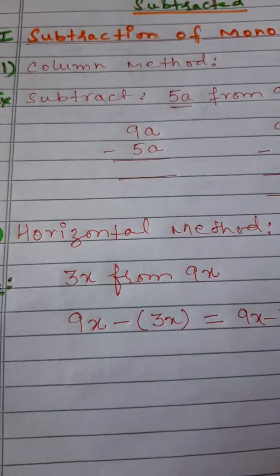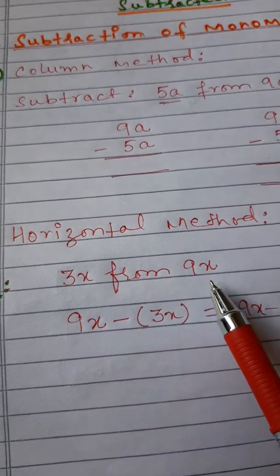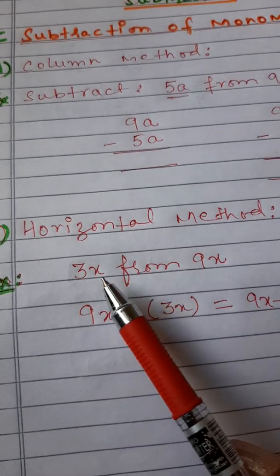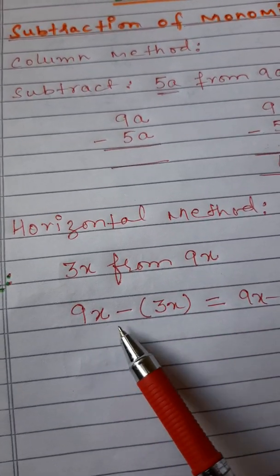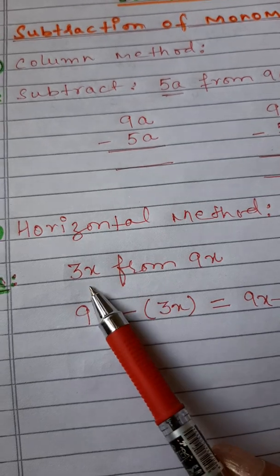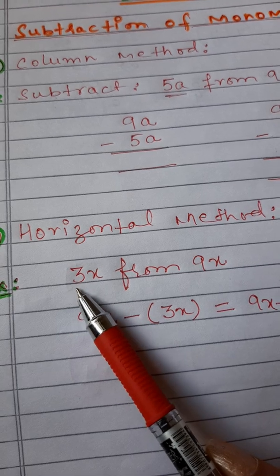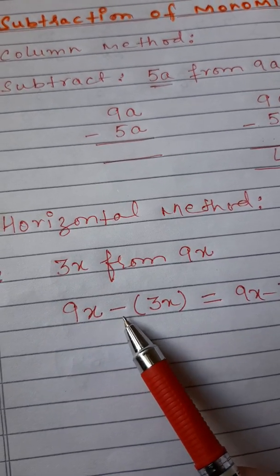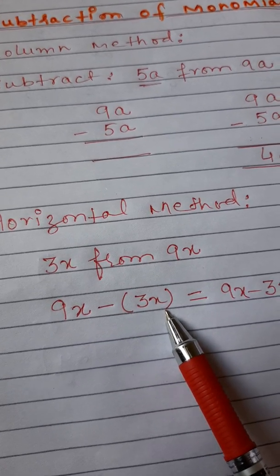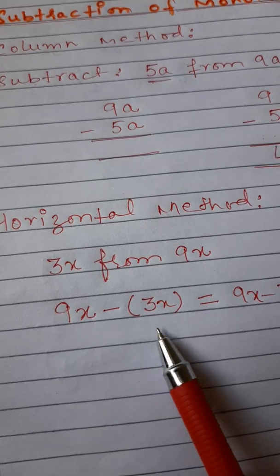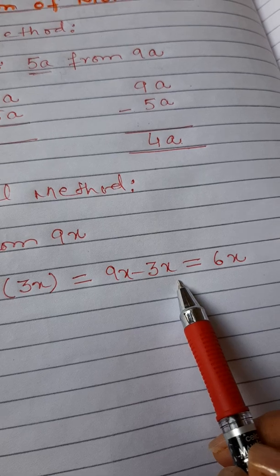Next method is horizontal method. Example: 3x from 9x. Now we have to subtract 3x from 9x. So we will write 9x first and then horizontally we will write 3x. But because 3 is a positive integer and we have to subtract it, we will put the sign of subtraction, minus sign here, and you can take 3x in bracket, or you can leave this bracket also, and 9 minus 3x we will do the simple subtraction.